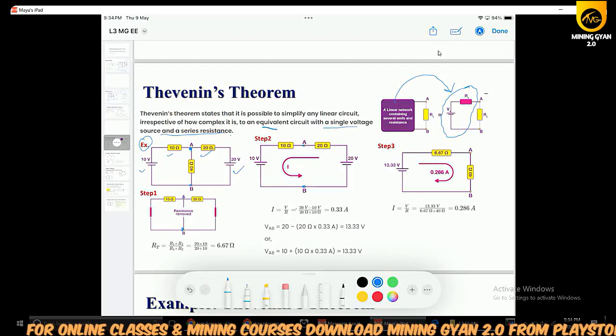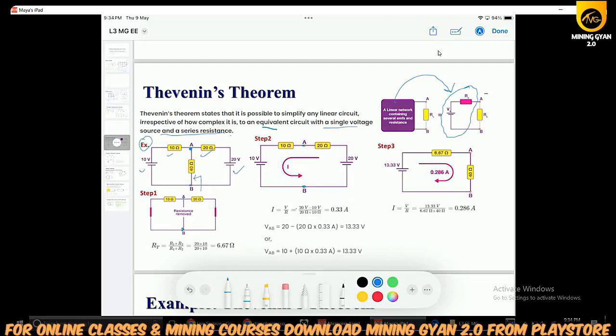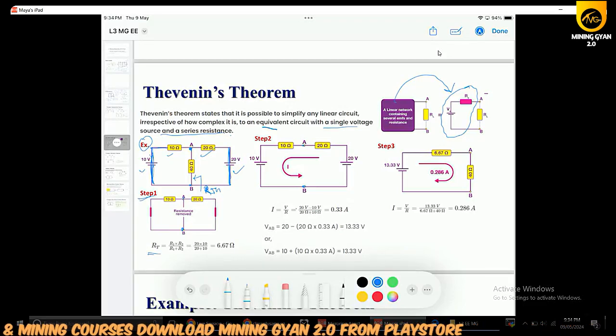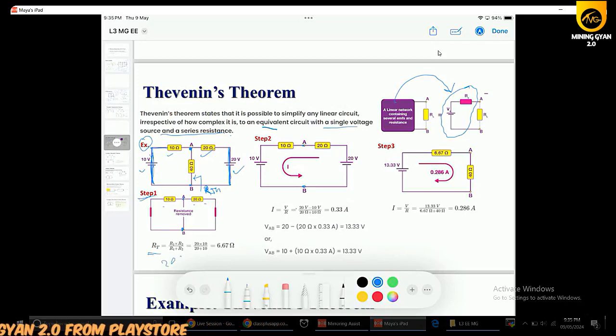First, we want to calculate the equivalent resistance seen from these two terminals, RTH. So how to calculate R equivalent? First, we kill these sources, so that there will be only resistances in this network. This is the first step. First, we calculate the R total. As you can see, across these two terminals the 10 ohm resistor and 20 ohm resistor are in parallel, so 20 into 10 divided by 20 plus 10, that will be 6.67 ohm.